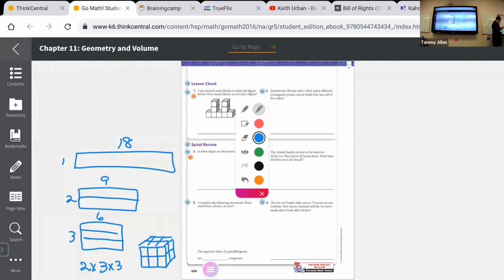And number 5, the opposite sides of a parallelogram are sometimes congruent, always congruent? Always congruent. Otherwise, it's not a parallelogram. And number 6, the tire on Frank's bike moves 75 inches in one rotation. How many rotations will the tire have to make after Frank rides 50 feet? How'd you come up with that?